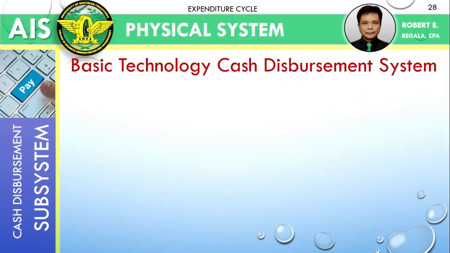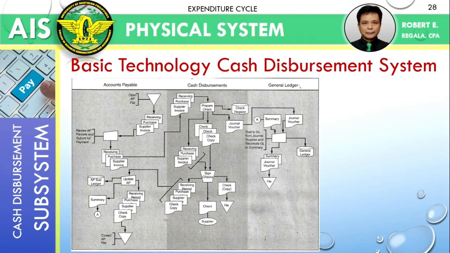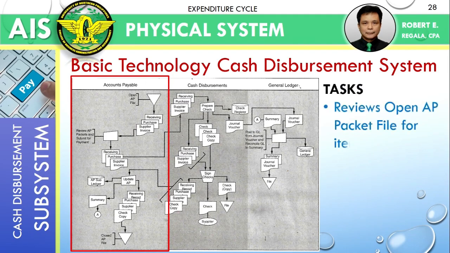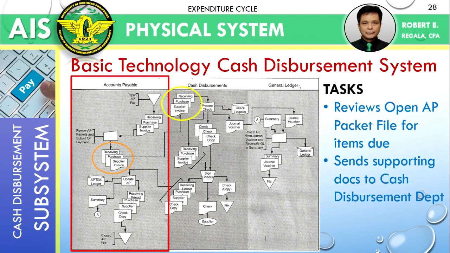Basic Technology Cash Disbursements System. A detailed system flowchart of a basic cash disbursement system is presented on the slide. The tasks performed on each of the key processes are discussed next. AP Department. Each day, the AP clerk reviews the AP packet in the open AP file for items due and sends the supporting documents to the Cash Disbursements Department.